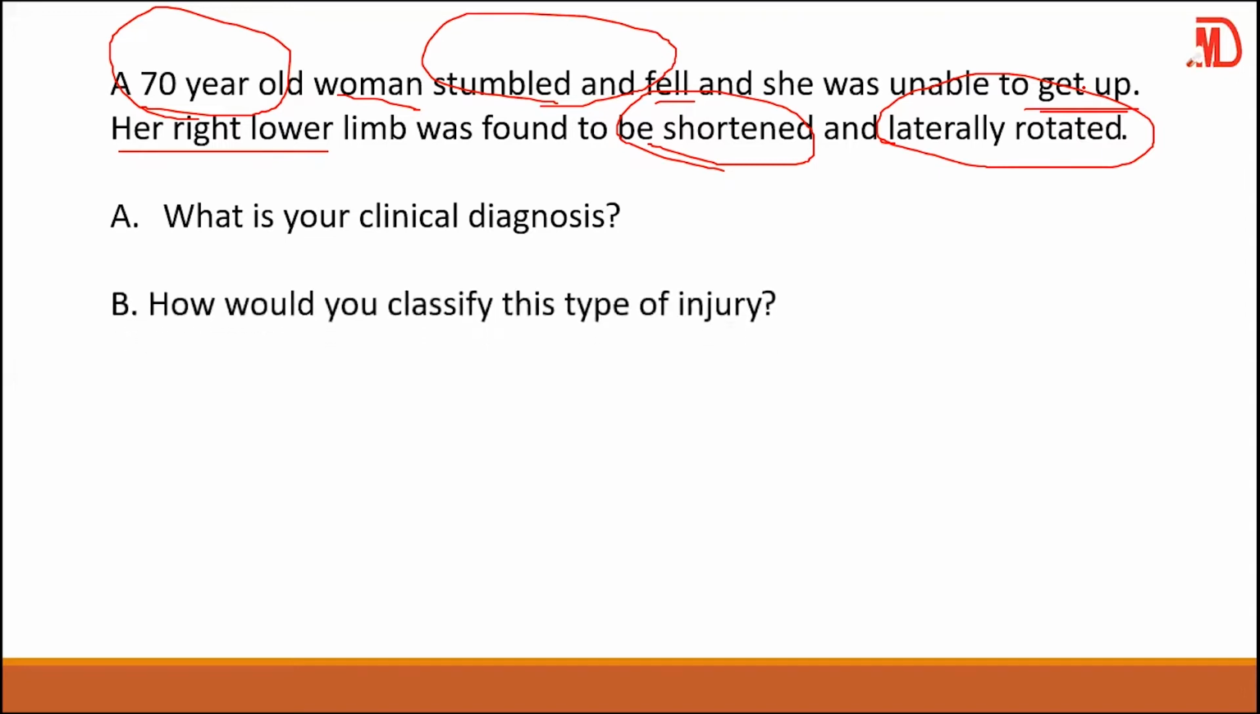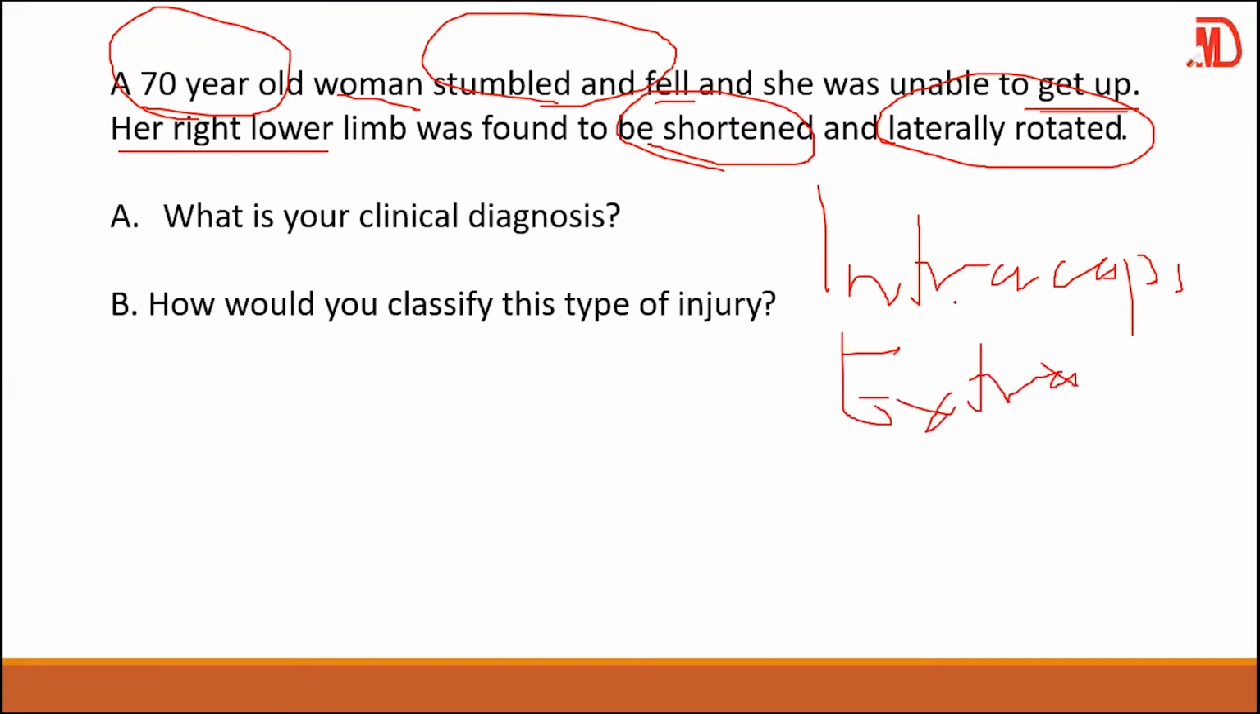How will you classify this type of injury? We have some classification that you must know from BAHA. You should know all of these things. For the classification, you can classify into two major categories. We have what we call intracapsular, which means inside the capsule. That means we can also have what we call the extracapsular.